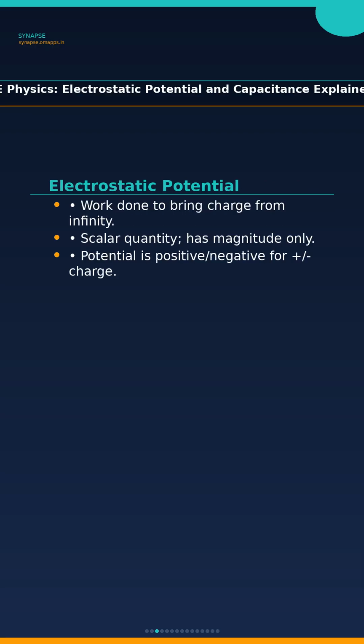First, let's talk about electrostatic potential. Think of it as the work you need to do to bring a charge from infinitely far away to a specific point. It's a scalar quantity, meaning it only has magnitude, not direction. Remember, the potential is positive for positive charges and negative for negative charges.